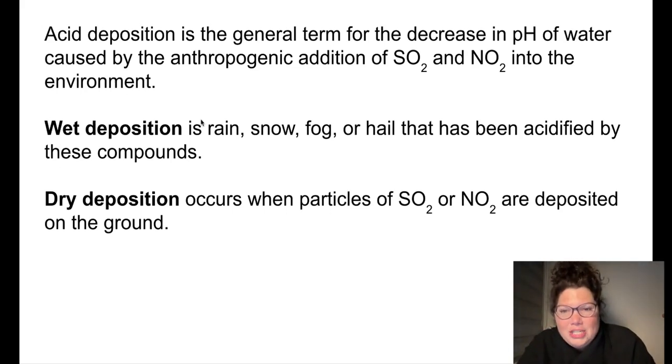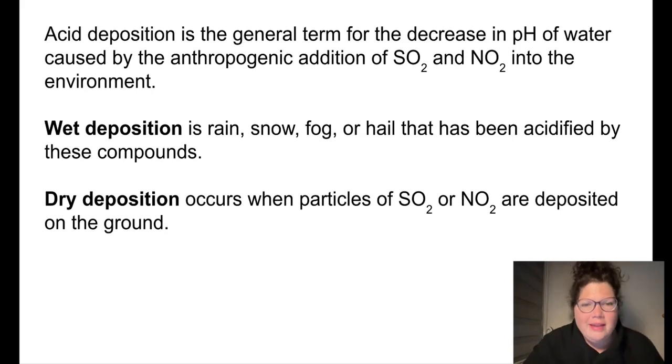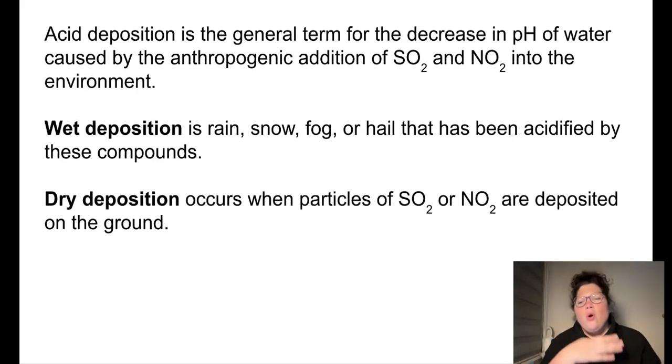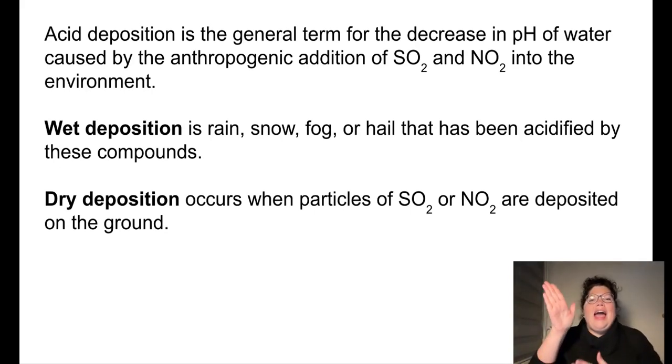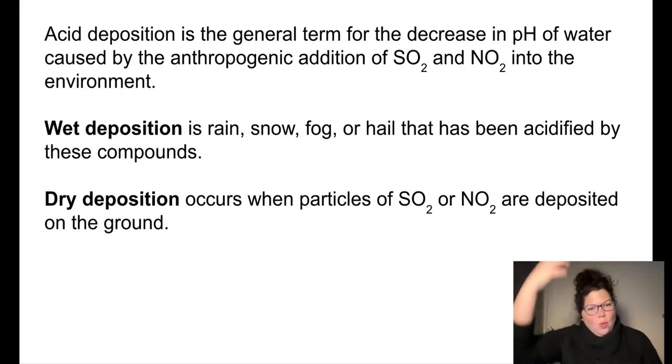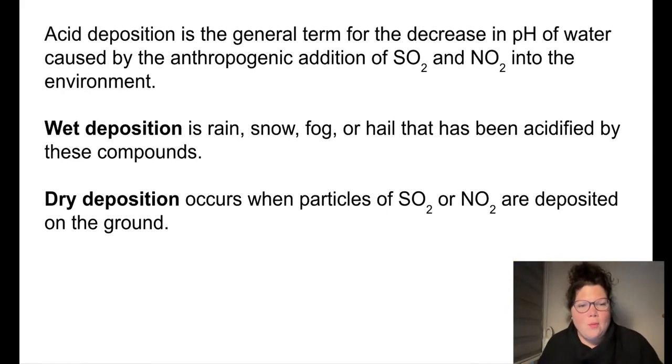It can happen in two ways. First is wet deposition. This is when rain, snow, fog, hail, whatever it is, is acidified by those compounds and then falls to the ground. Or we can have dry deposition. Dry deposition is when those particles, SO2 and NO2, just happen to become solids and fall on the ground and are just kind of laying there. But then the water falls and all of a sudden it combines and we have an acid. So the acid could form in the sky when it falls, or the acid could form when the solid mixes with the water on the ground.